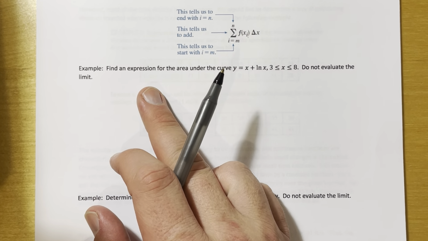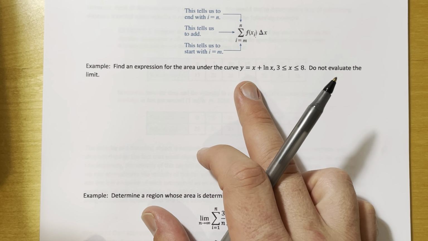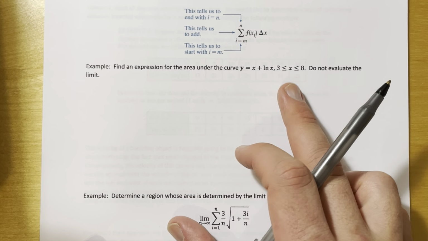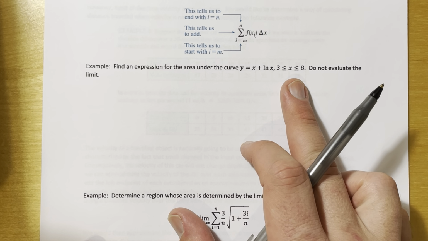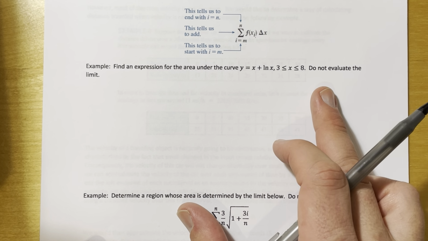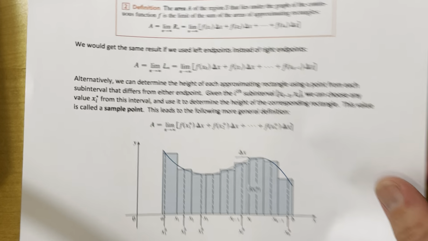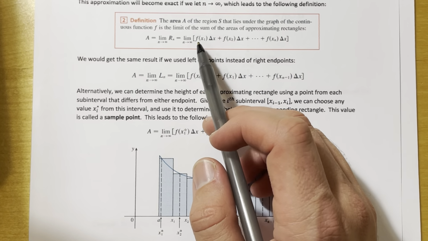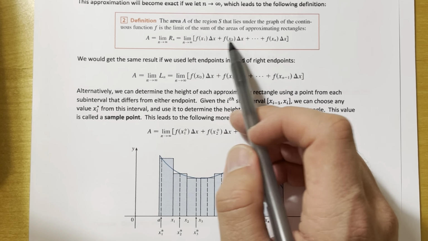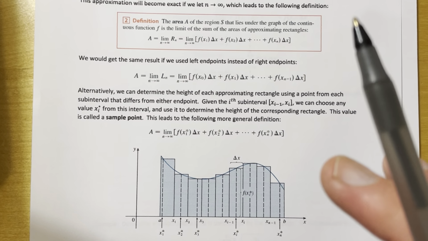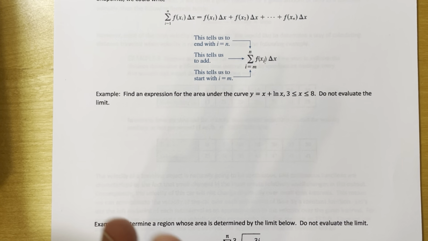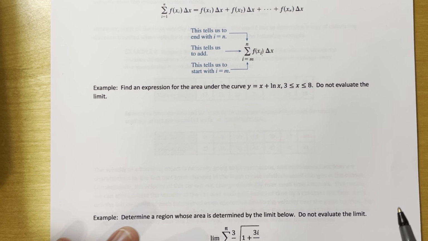So let's do this. I want to find an expression for the area under the curve of y equals x plus natural log of x from 3 to 8. So this is the interval that we want to find our area over, and we're not going to evaluate the limit. Going back to this, the area is defined to be the limit of this sum of terms, where these terms represent the areas of these rectangles. Once we apply that limit as n goes to infinity, that approximation becomes exact. That's what it's referencing when it says do not evaluate the limit. We're going to end up with a limit, but we're not going to be able to evaluate it right now because we haven't developed the techniques to do this kind of thing yet.